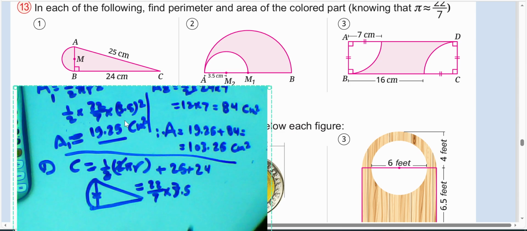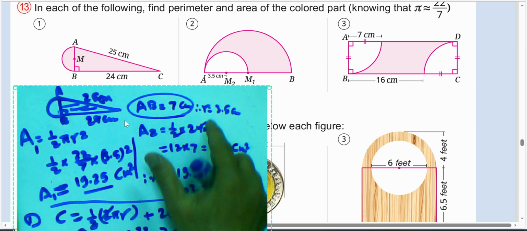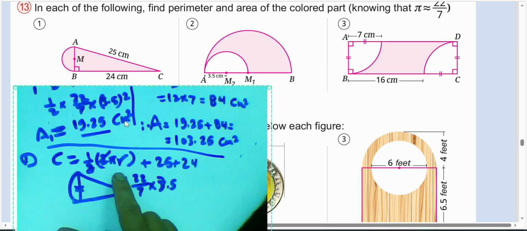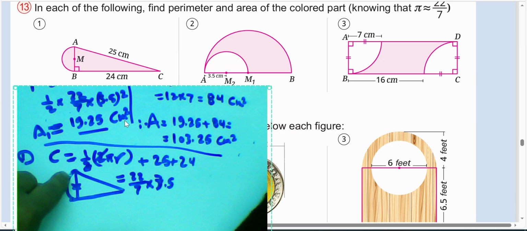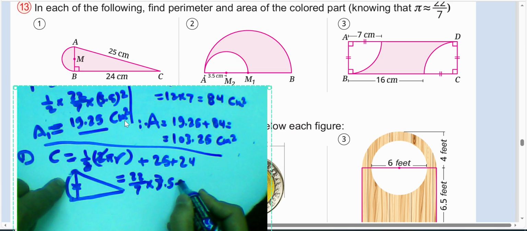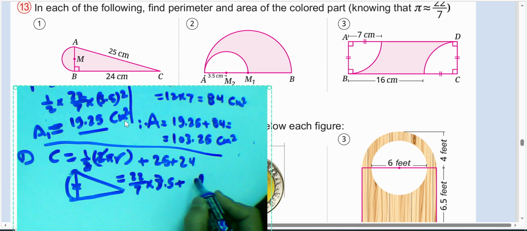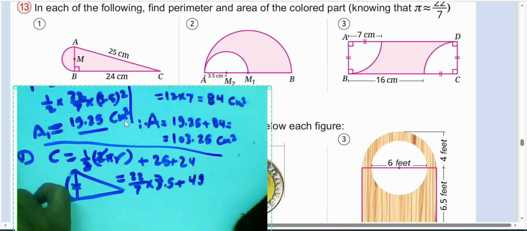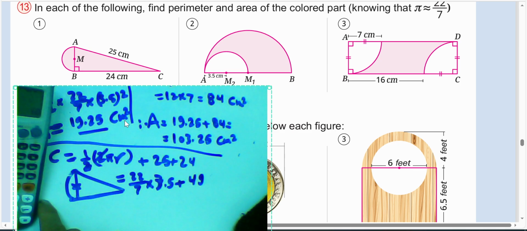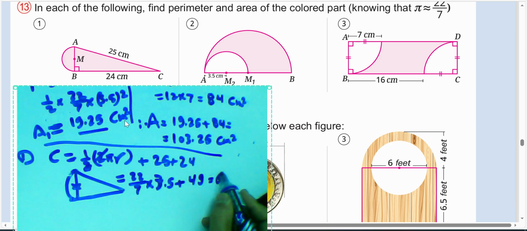The radius was 3.5. Do you remember? I found above that the radius was 3.5. Half times 2πr is the circumference of this curve, half of the circumference of the circle, plus 25 plus 24. 4 plus 5 is 9, 2 plus 2 is 4, so that is 49. We can simplify 22 over 7 times 3.5, plus 49. The result will be 60. Then the circumference will be 60 centimeters.